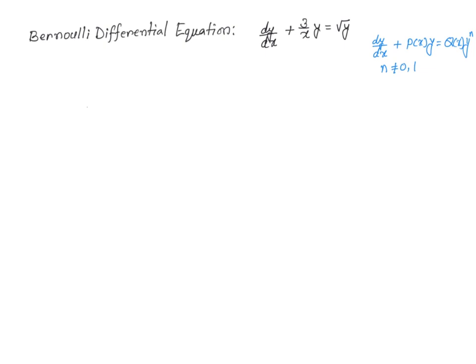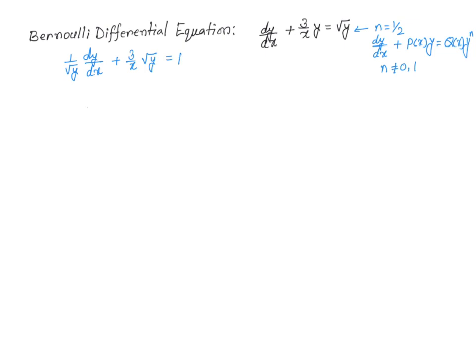In our particular example here, n is the power of y, which is 1/2. So we'll go ahead and solve this differential equation. The first step is to divide both sides of this equation by square root of y. That's going to give me 1 over square root of y dy over dx plus 3 over x times y divided by square root of y, which is just square root of y, is equal to 1.